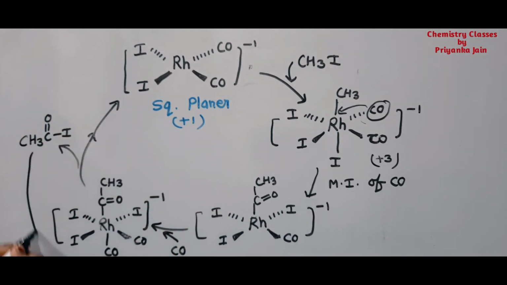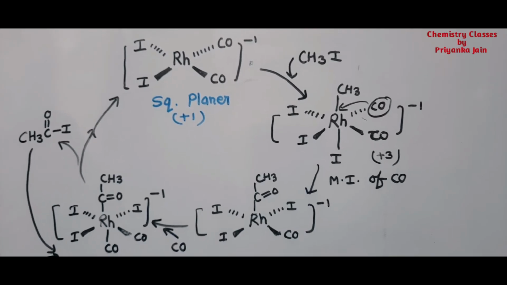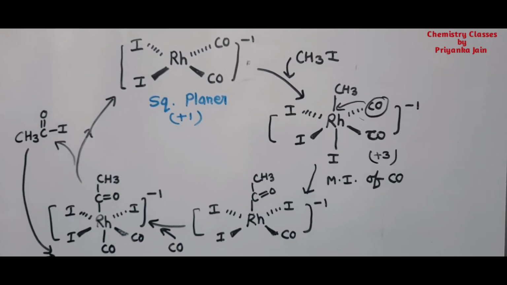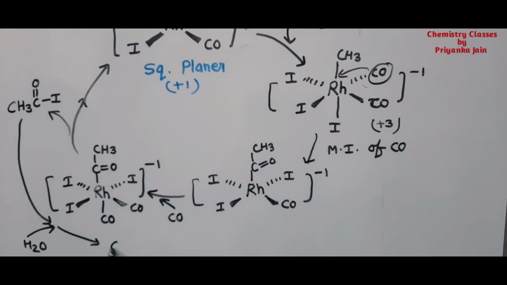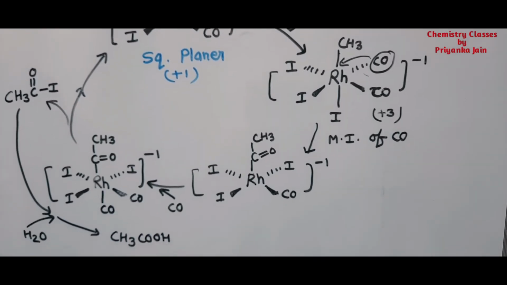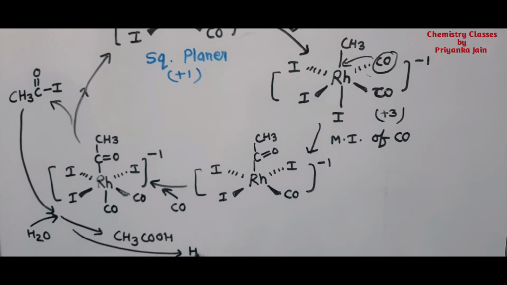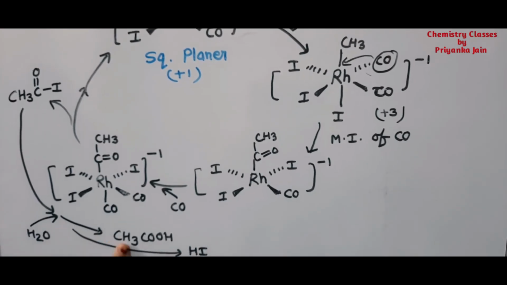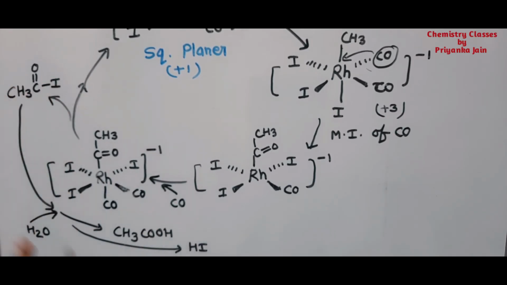Now this CH3COI will be attacked by water. It means it will undergo water hydrolysis. So what will we get? We are getting CH3COOH and another thing that we are getting is HI. We are getting two products, CH3COOH and HI. By the hydrolysis of this CH3COI, we are getting CH3COOH. That is our desired product.